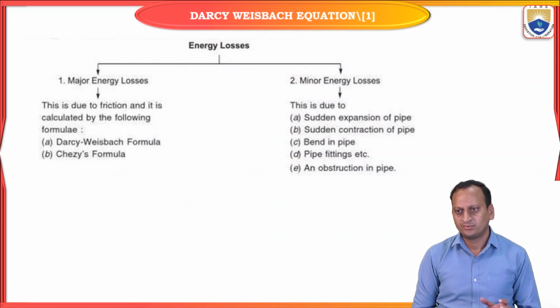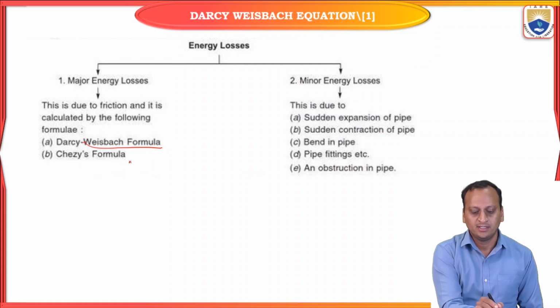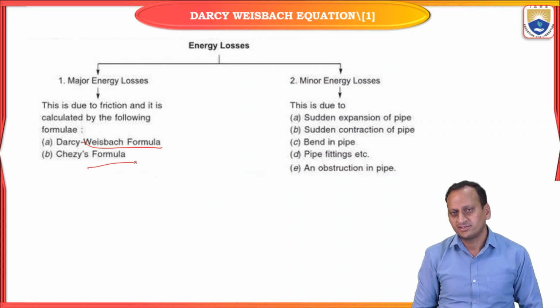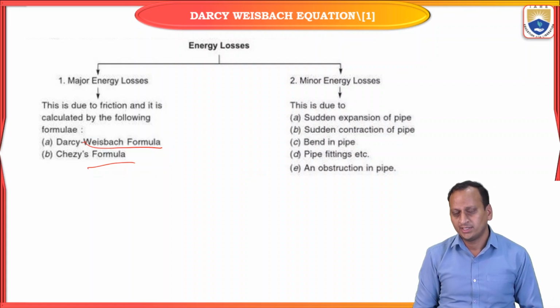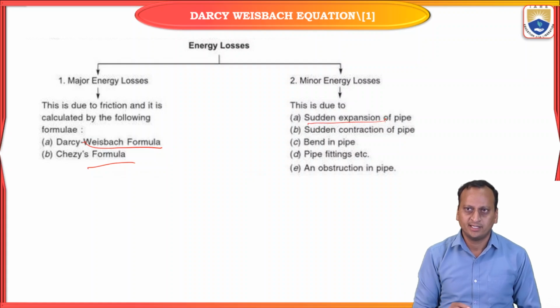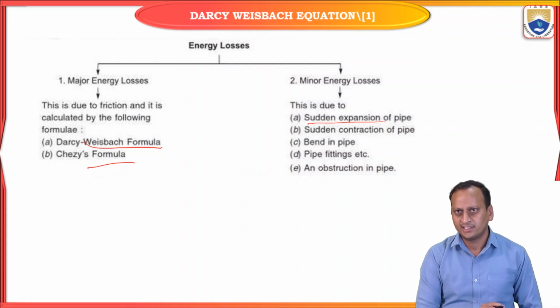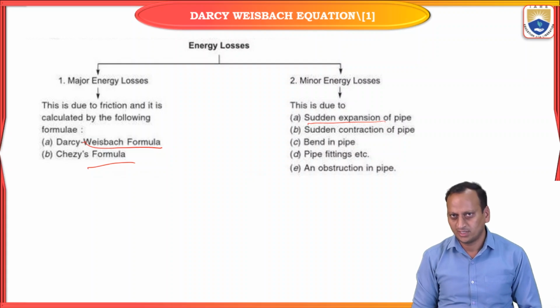When the fluid flows through a pipe, due to friction, the major energy loss takes place, and it can be calculated by using Darcy-Weisbach equation, and another equation is Chezy's formula. Similarly, there are minor energy losses while the fluid is flowing through a pipe. There will be different cross sections of pipes. When the fluid is suddenly expanding from one diameter to a bigger diameter, that case is known as sudden expansion. Another one is sudden contraction, when the diameter contracts from a bigger diameter to a smaller diameter.